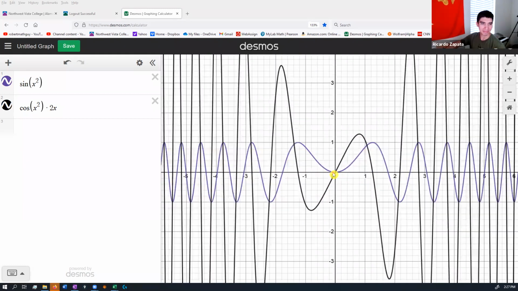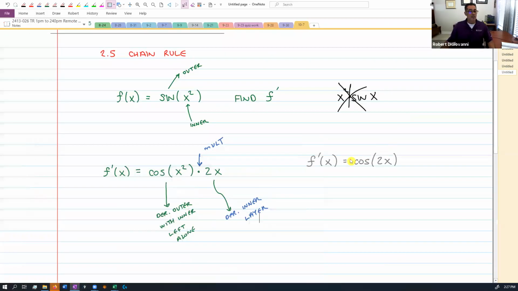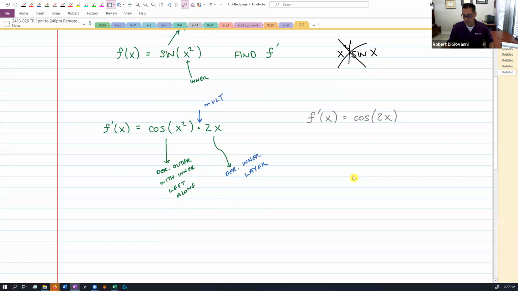Scary. Cool graph. All right, let's try another one. I still have not given you the formal rule. I'm going to wait till next class to give you the formal chain rule. I want you to think about it like an onion right now. Okay, here we go.